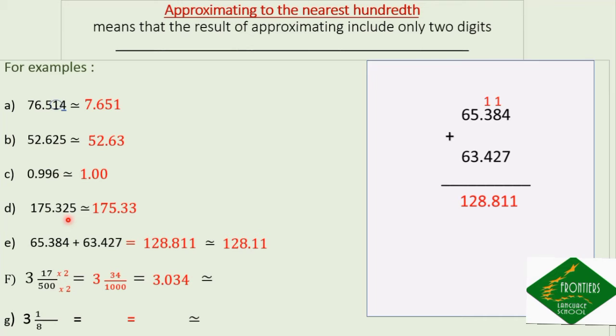Each zero takes a place. We want to approximate this number to the nearest hundredth, so the answer will be 3.03 because 4 is poor. Letter G, 3 and 1 over 8. We can't make the approximation like this, so we want to convert it into a decimal number. 8 is a magic number, so we multiply by 125 up and down. It will be 3 and 125 over 1000, so it will be 3.125. When we approximate, it will be 3.13.